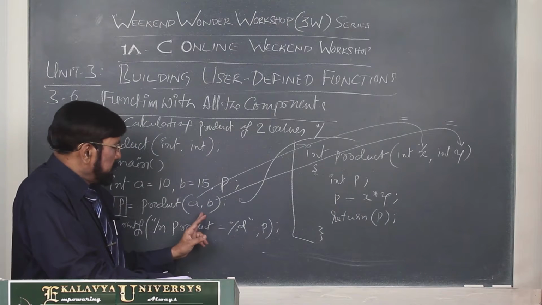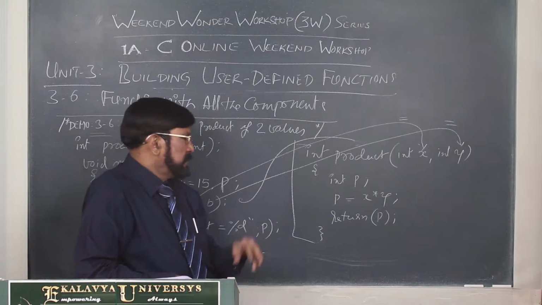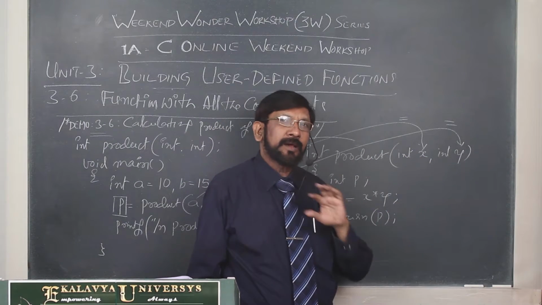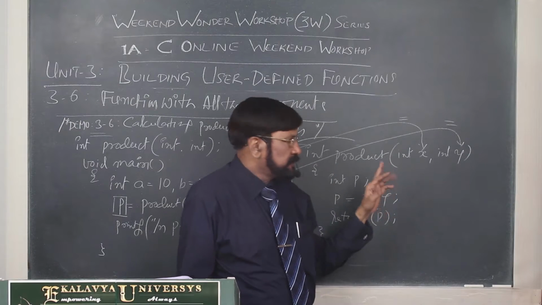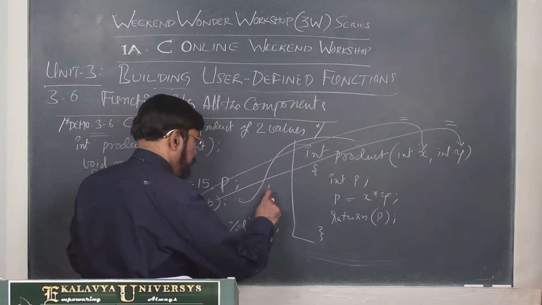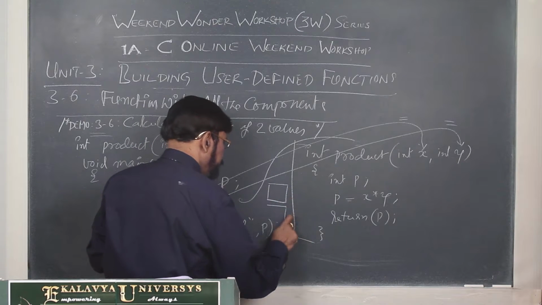Okay, in a similar way B's value is copied into y. These are called actual arguments, and these are called formal arguments or parameters. The two terms are used for them. So here you must remember, and for some more clarity I am giving you an example.